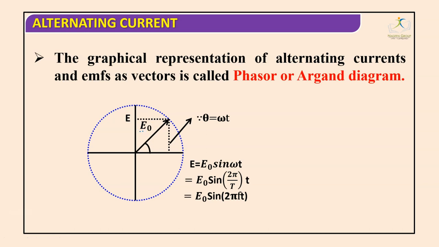Here E naught is the peak value. The component is changing with respect to theta, and theta we can represent as omega t.